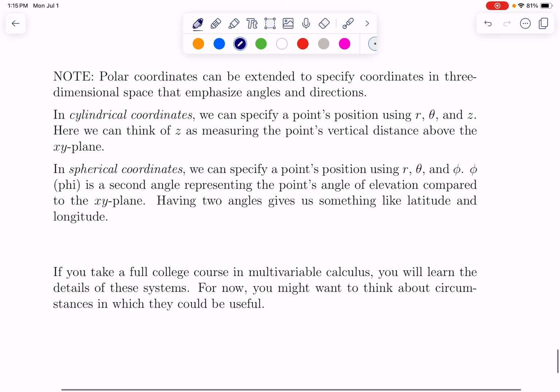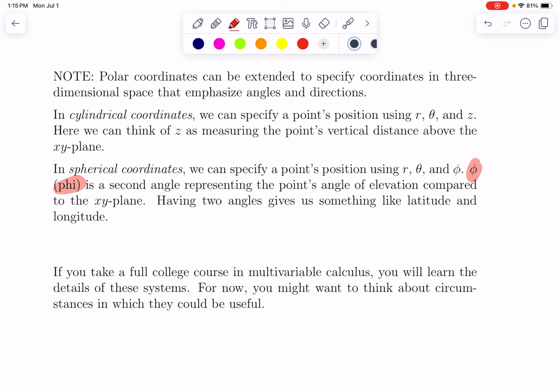And spherical coordinates are when we add a new angle called phi. Some people pronounce it fee, some people pronounce it fy, which would give us the angle of elevation above the xy axis. It's kind of like latitude, right? Spherical coordinates, it's sort of like what's the longitude, what's the latitude, and how far are we from the origin? We're not going to go into these.